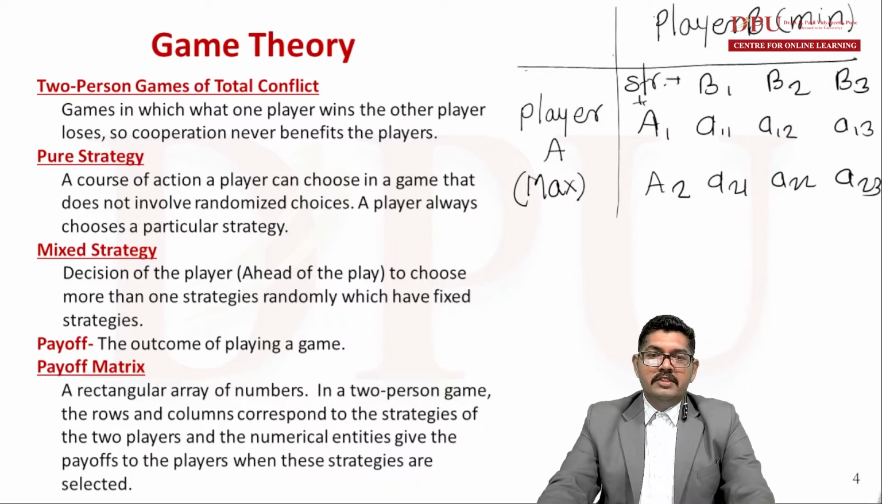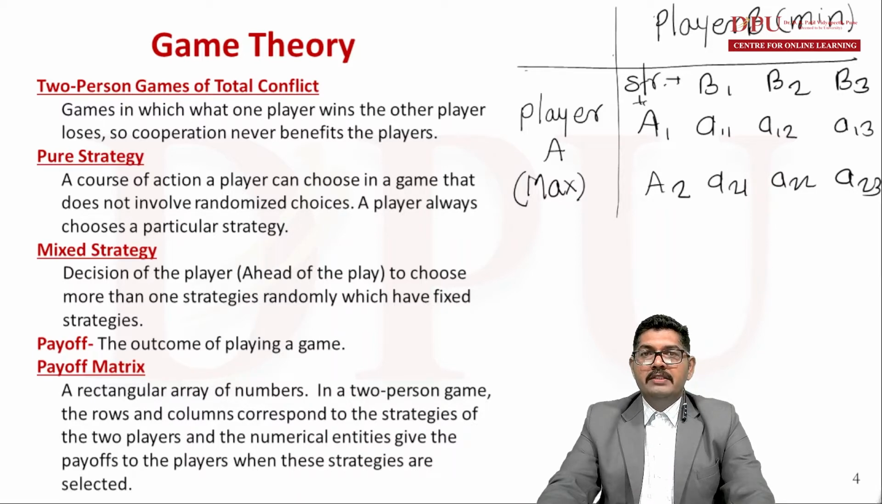Mixed strategy: the decision of the player ahead of the play, before the play is started, to choose more than one strategy, which have fixed probabilities. So in mixed strategies, players have to choose more than one strategy with different probabilities. Then payoff. Payoff is the outcome of playing the game, right? Output we can say.